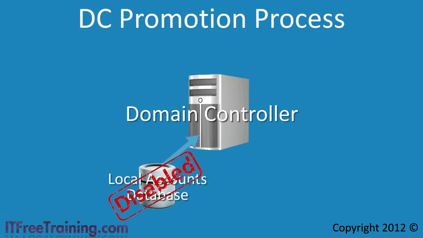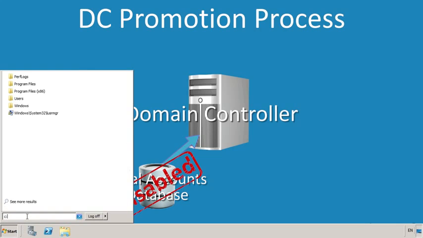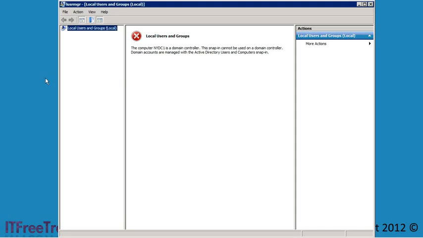The question is, what happens to the local built-in user groups when the server is promoted to a domain controller? If I open the Local Users Manager from the Start menu, this will give me access to the users created in the local user database. Notice that Local Users and Groups is reported as being disabled. Local users on this computer cannot be created or accessed.